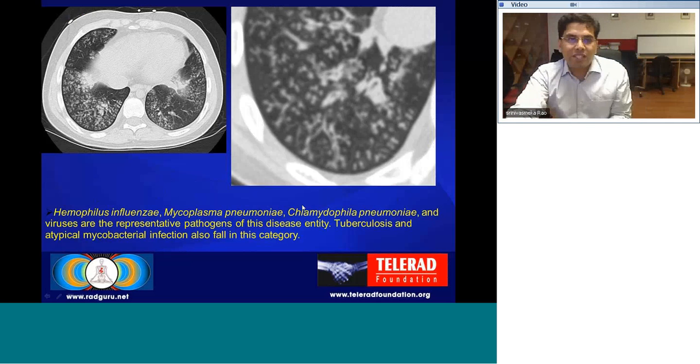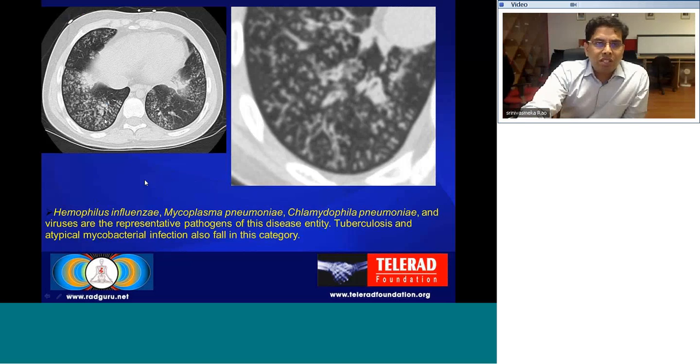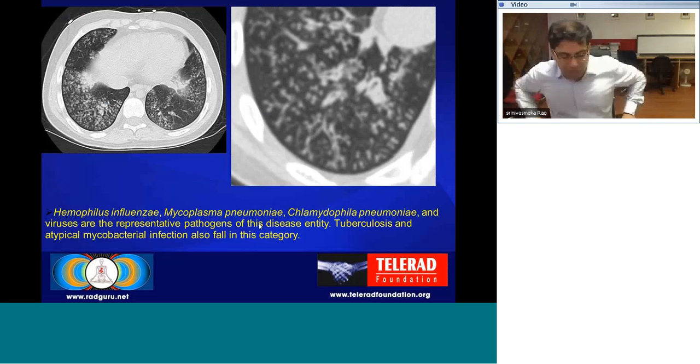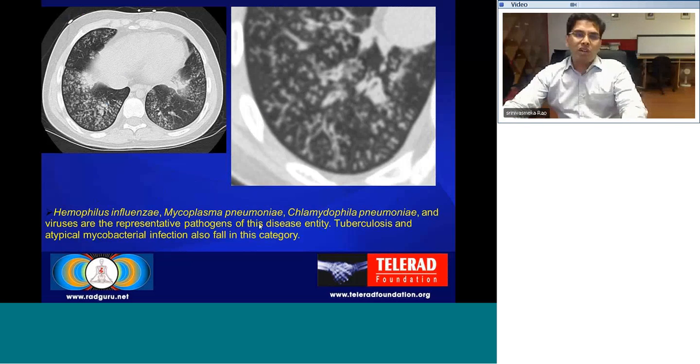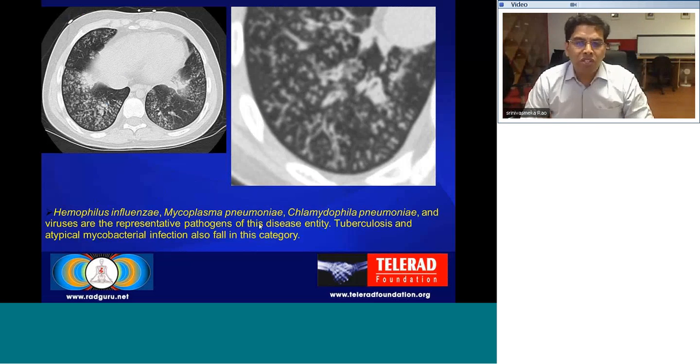So here is an example. You can see a tree-in-bud appearance, that classical appearance I've already discussed in the last class. You see that V, Y, inverted Y, multiple of them, which are slightly branching. This is a magnified view of the same. Initially, as I said in the last class, it was thought to be specific for tuberculous infection, but it is not so. Legionella pneumophila, influenzae, Mycoplasma pneumoniae, Chlamydophila pneumoniae can all cause it, and even some viruses can cause this appearance. So don't fall for that.